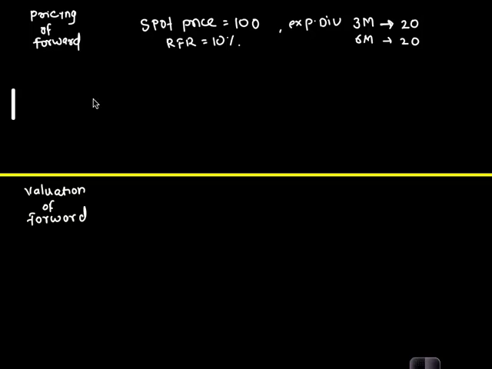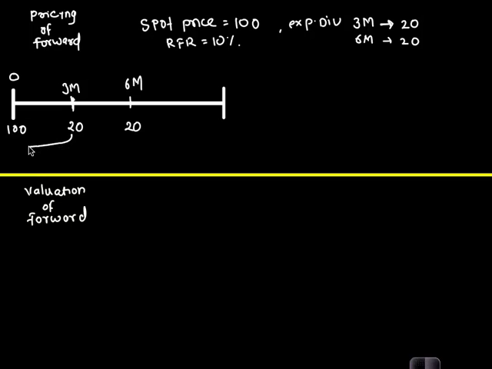Now there would be 2 ways in which we would be achieving this. So first, this is time 0. This is 3 months. This is 6 months. Right now your price is 100. After 3 months is going to be 20. After 6 months is going to be 20. Step number 1, we will discount this 20 backwards here for 3 months. Then we will discount this 20 backwards here for 6 months. Then we will take a net amount. And then this net amount we will compound forwards for 1 year. That would be your no arbitrage forward price. Let's check if that works.